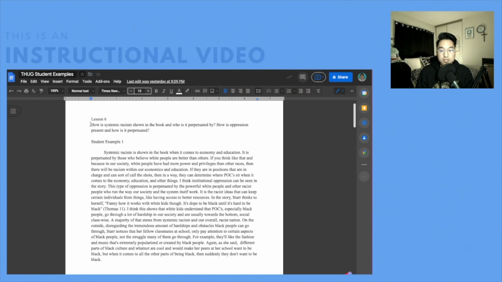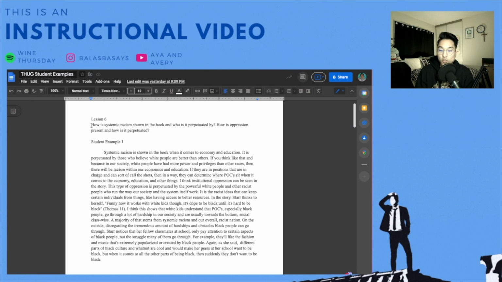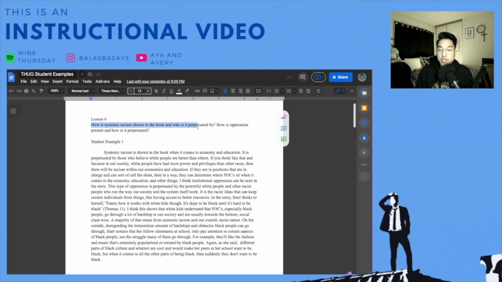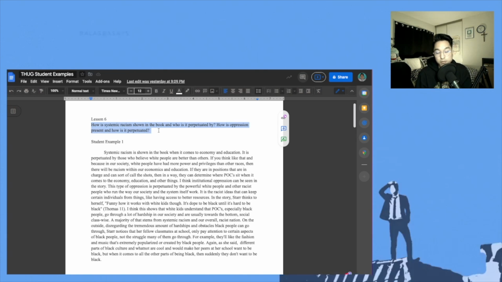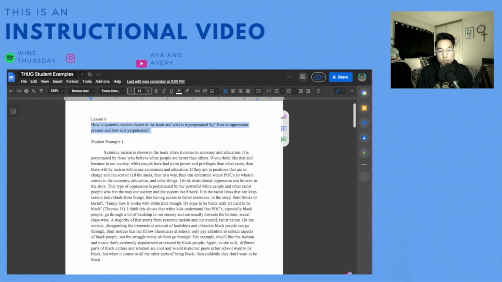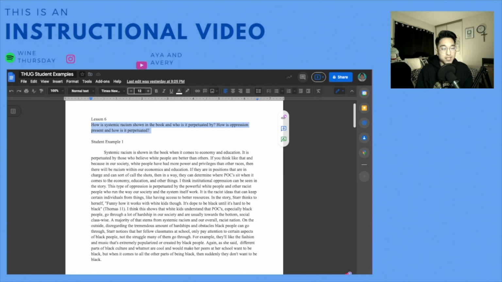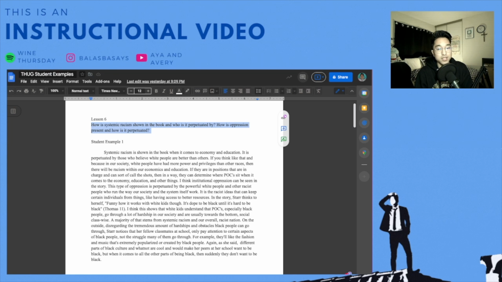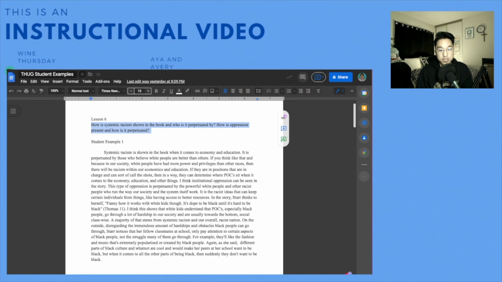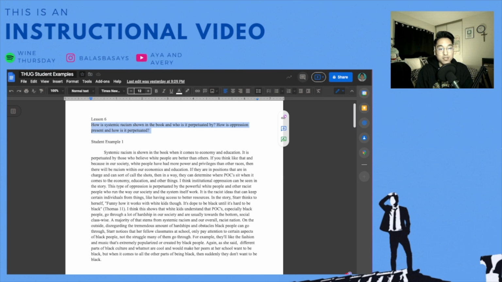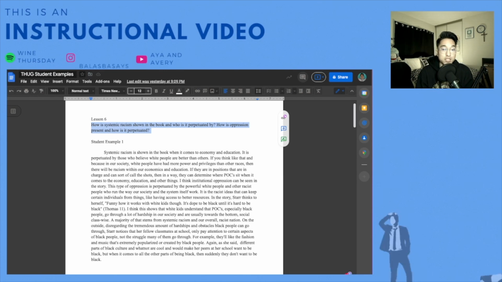So for lesson 6, I'll provide a screenshot of this in the assignment. The question again is, how is systemic racism shown in the book and who is it perpetuated by? How is oppression present and how is it perpetuated? So if you don't recall what it means to perpetuate from one of the Newsela articles, it means to make something, typically like an undesirable situation or an unfounded belief, continue indefinitely. If that didn't make sense, it basically means who or what is perpetuating or continuing to demonstrate aspects of systemic racism or oppression in the book.